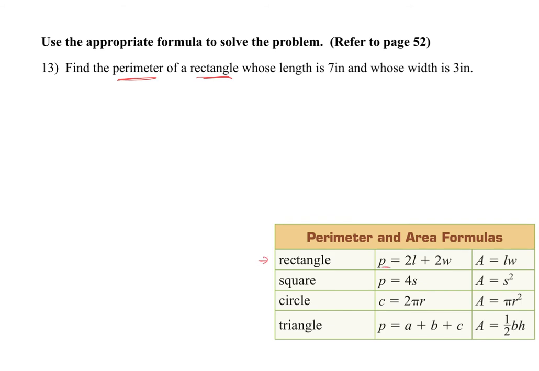And they give us the length and the width. So we literally just have to plug it in. 2 times the length plus 2 times the width. And again, you're just doing order of operations. 2 times 7 gives you 14. 2 times 3 gives you 6. So your perimeter here is 20 inches.